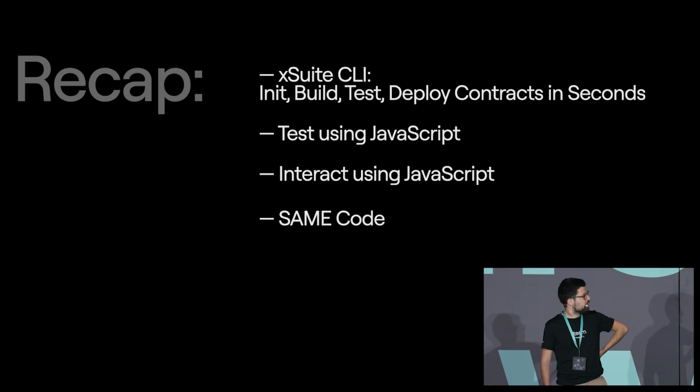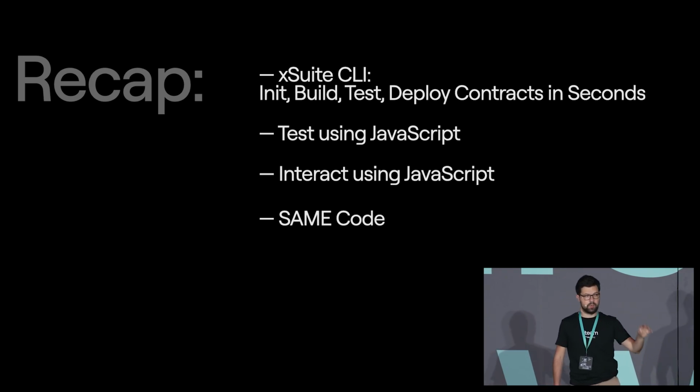So to recap, xSuite CLI is a very simple command line tool that will allow you to initialize, build, test, and deploy contracts in seconds. We also provide a testing library to allow you to test using JavaScript. And you can also use this library to interact with a real blockchain using JavaScript too. And the cherry on the cake is that you are going to use the same code for both.